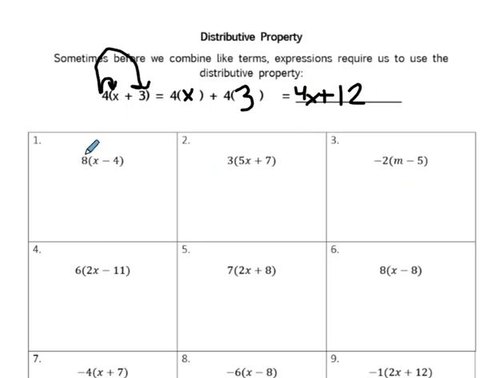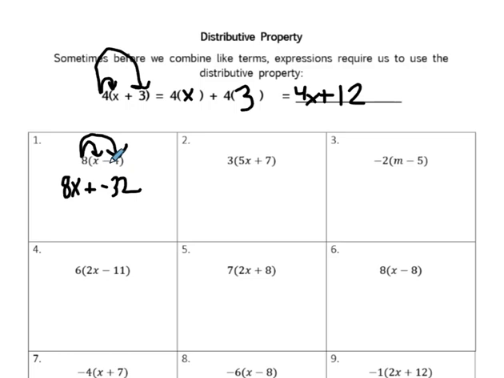Looking at number 1, if I take 8 and I distribute it to the x, that's going to give me 8x, or 8 times x. Then I'm going to say plus, I'm going to go back to the 8, and I'm going to multiply it by negative 4. So what is 8 times negative 4? Negative 32. So we're multiplying by the first number in the parentheses and then by the second.